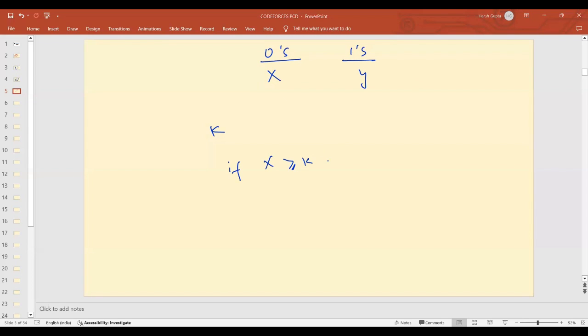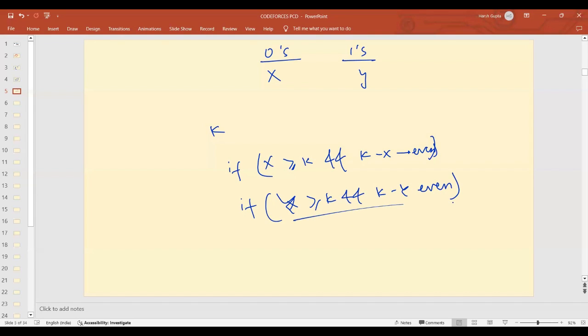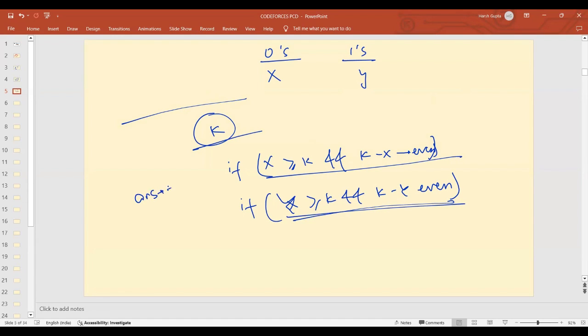So if x is greater than equals to k and k minus x is an even number, then for this particular k, it is possible for me to convert all the characters in the string equal. Similarly, if y is greater than equals to k and k minus y is an even number, then it is also possible for me to make the entire string equal for this particular k. So you can just iterate over k. If any of these conditions is true, you simply increment your answer. At the end, you print your answer. Is the approach clear?